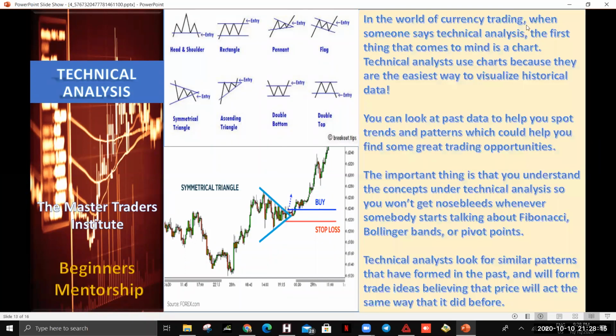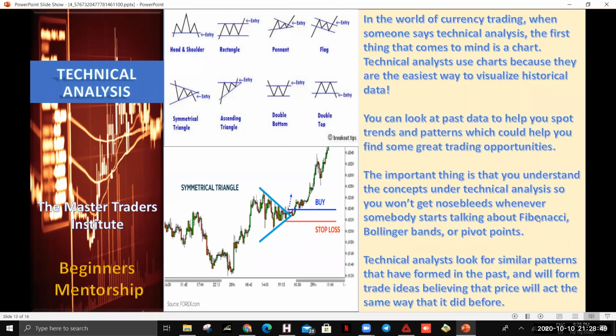In the world of currency trading, when someone says technical analysis, the first thing that comes to mind is a chart, just like what I showed you. Technical analysts use charts because they are the easiest way to visualize historic data. You can look at the past data to help you spot trends and patterns, which could help you find some great trading opportunities. The important thing is that you understand the concept behind technical analysis so you won't get a nosebleed whenever somebody starts talking about Fibonacci, Bollinger Band, or pivot point.